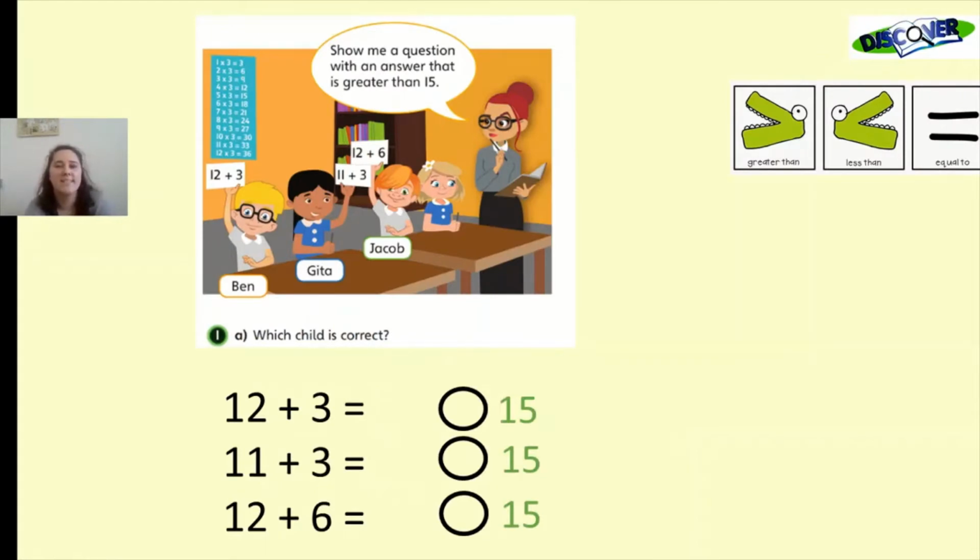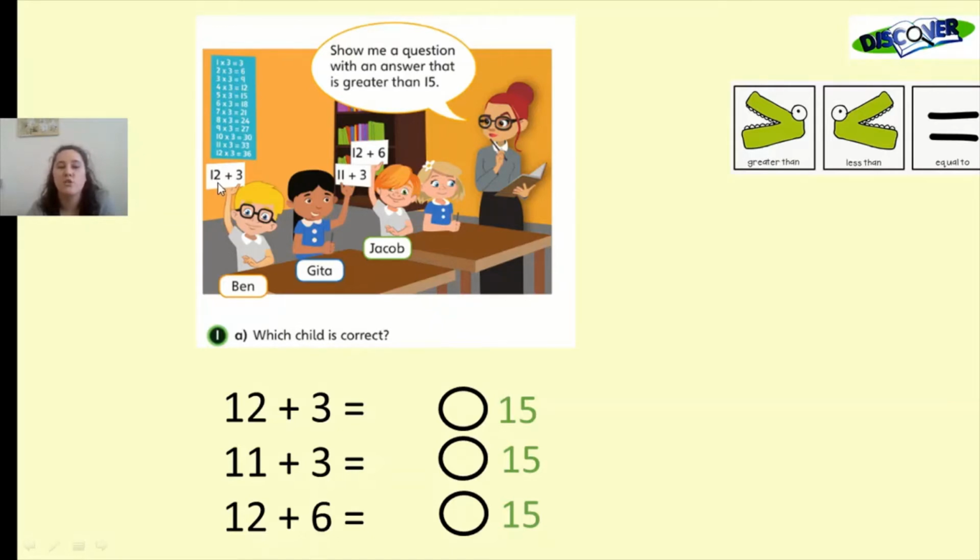Okay, let's discover today's learning. We'll begin by looking at this question. Here we have a picture of some children and they're all holding up a different number sentence. The teacher's saying, show me a question with an answer that is greater than 15. And we want to find out which child is correct. So let's have a look at their number sentences.